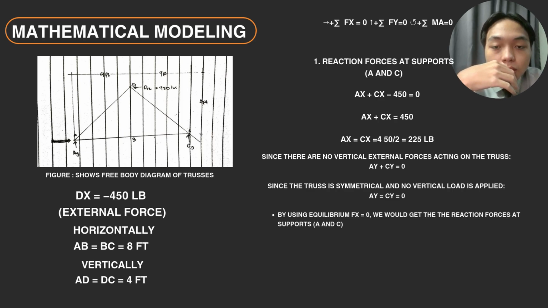Okay, so as you can see, it's stated there that since there are no vertical external forces acting on the truss, Ay plus Cy would be 0 as well. And since the truss is symmetrical and no vertical load is applied, Ay equals Cy equals 0. And as I told before, by using equilibrium Fx equal to 0, we get the reaction forces at support A.